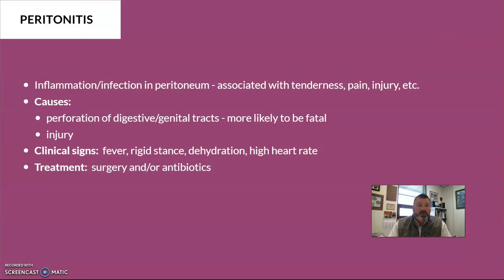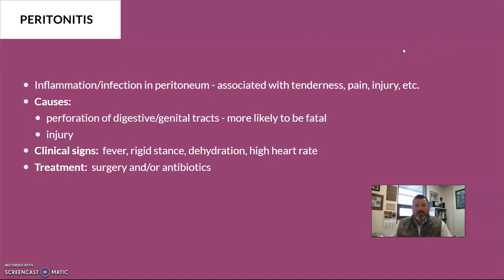Peritonitis we referred to earlier. This would be when you have a perforation somewhere in the digestive tract most of the time, which then causes infection in the body cavity. Treatment is again penicillin or antibiotics of some kind. And clinical signs, you'll usually see a rather high fever associated with this and a rigid stance.